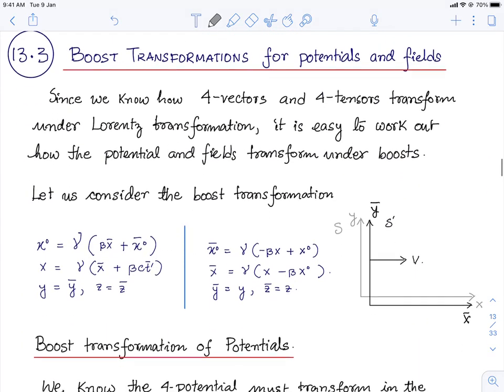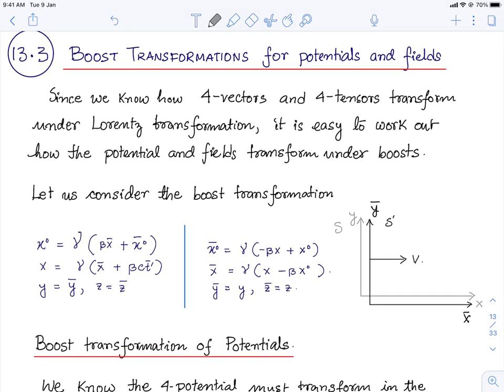Okay. Now that we have understood the four vector structure of the potential and the electric and magnetic fields, we can use our knowledge about how the covariant objects transform under Lorentz transformations or boost transformations to work out how the potentials and fields transform under boost transformations.